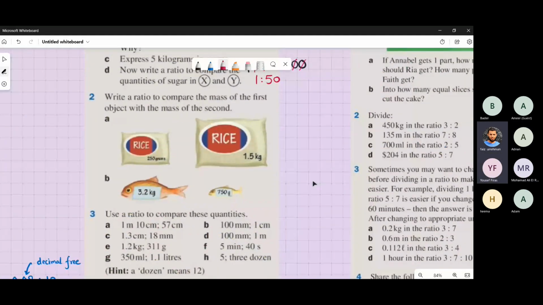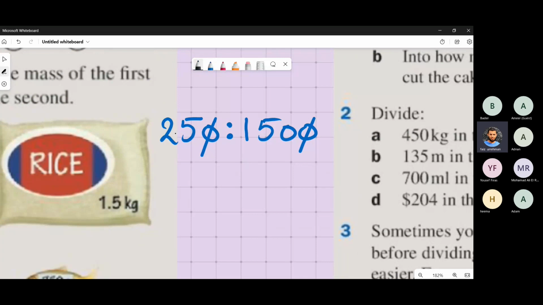What about this one? 250 grams and 1.5 kg. What will be the simplified ratio? If we take this ratio first, this is in grams, so 250 to 1,500 in grams. Can we simplify? We cancel the last zero, and then simplify by 25.